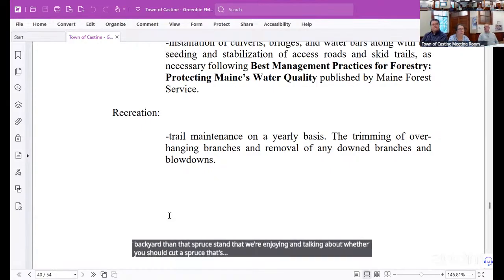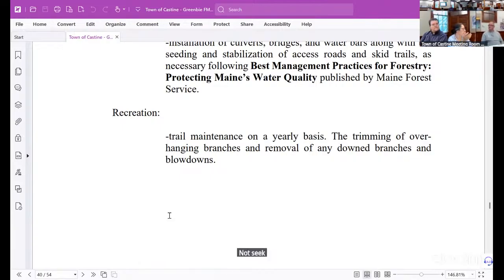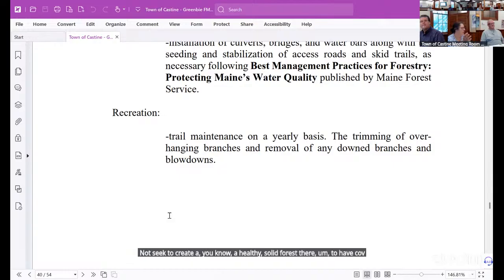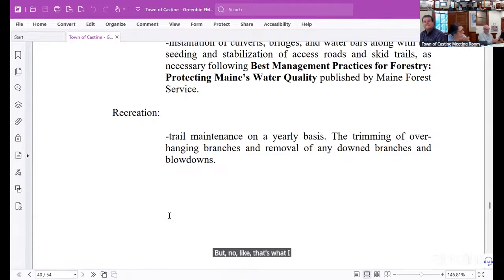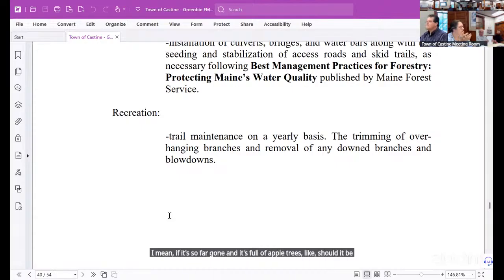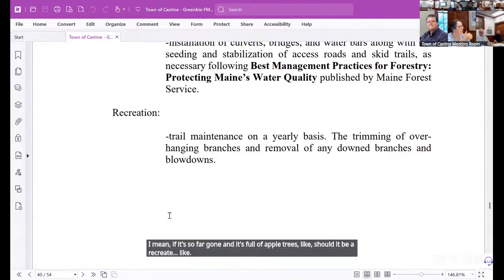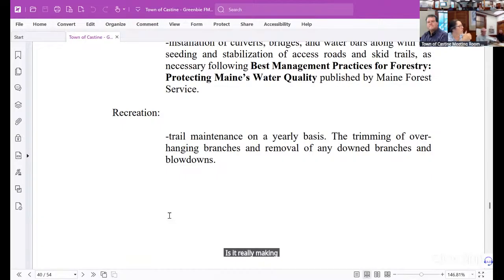Well, I also wonder whether we should seek to create a healthy, solid forest in the Hat Cove area, but that's their choice. I don't know, that's even above my pay grade. No, I know, but if it's so far gone and it's full of apple trees, what contribution is Hat Cove making?